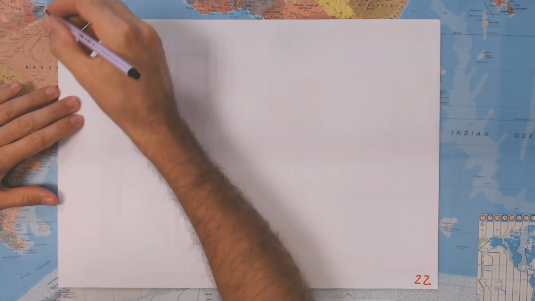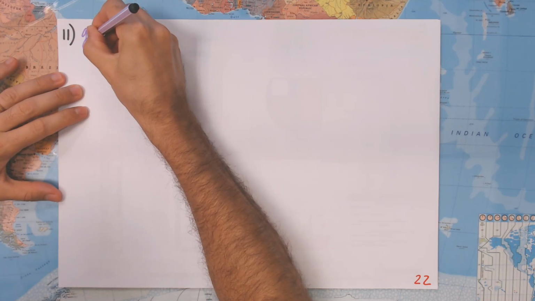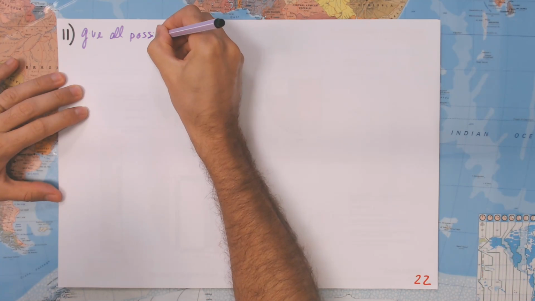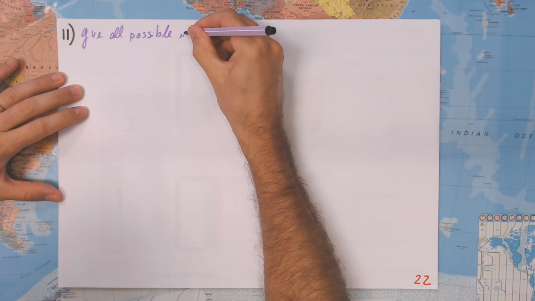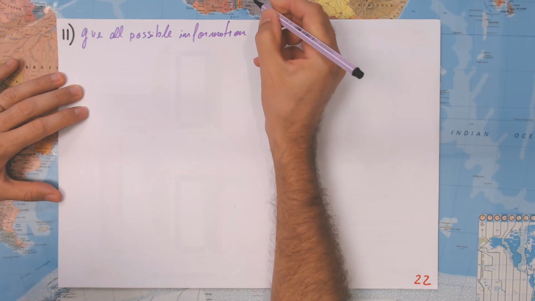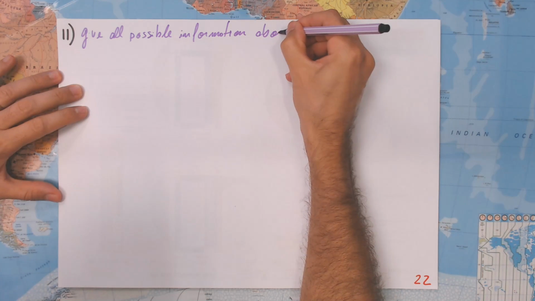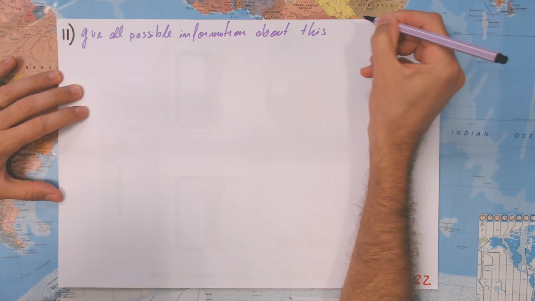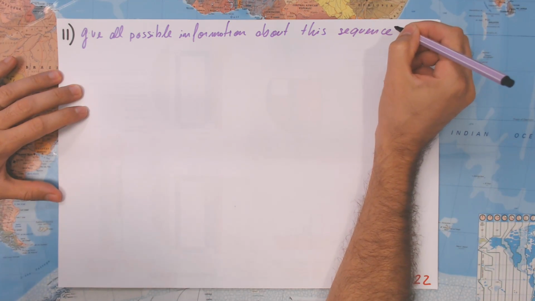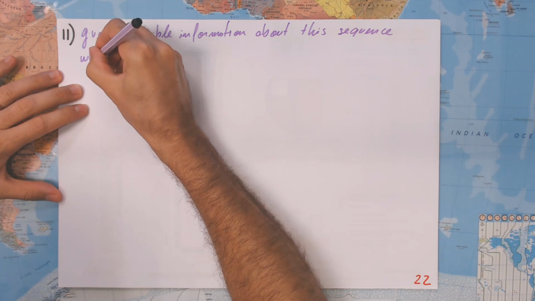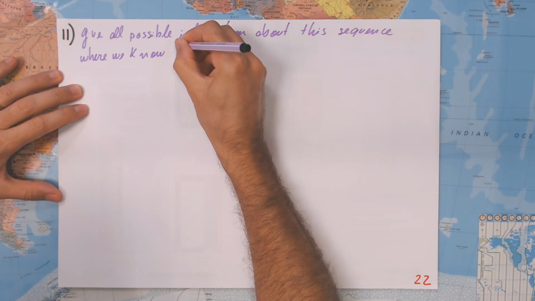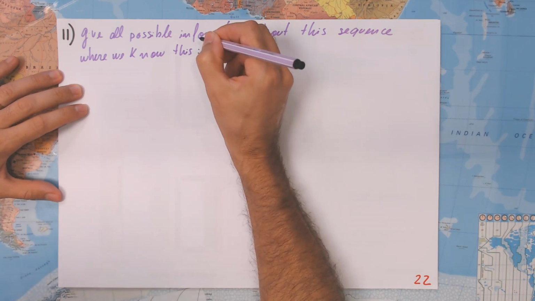Now consider this exercise. Give all possible information about this sequence where we know this. What do we know?